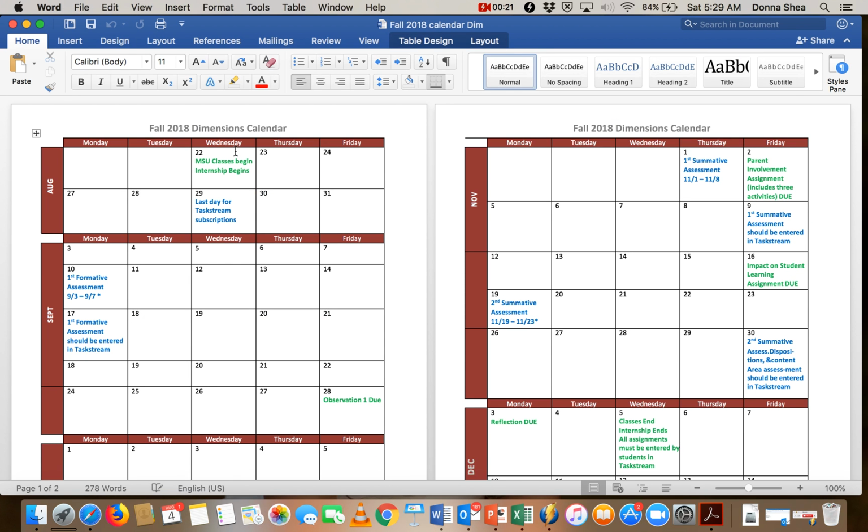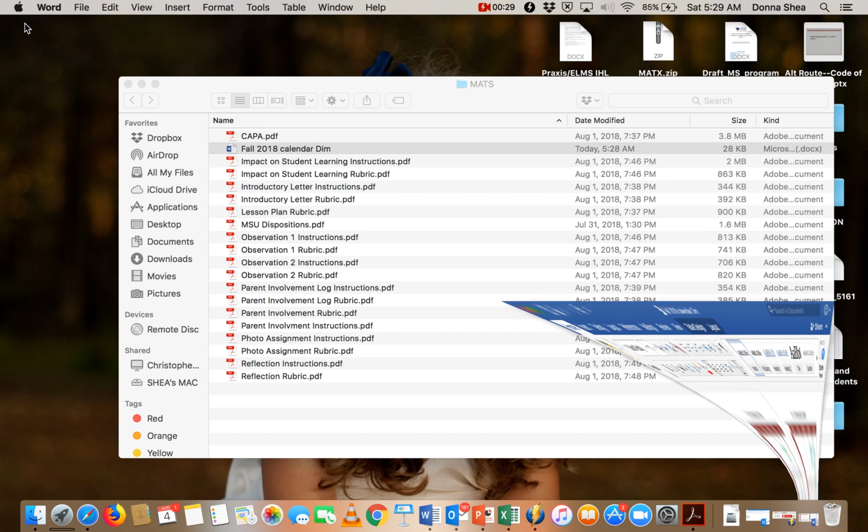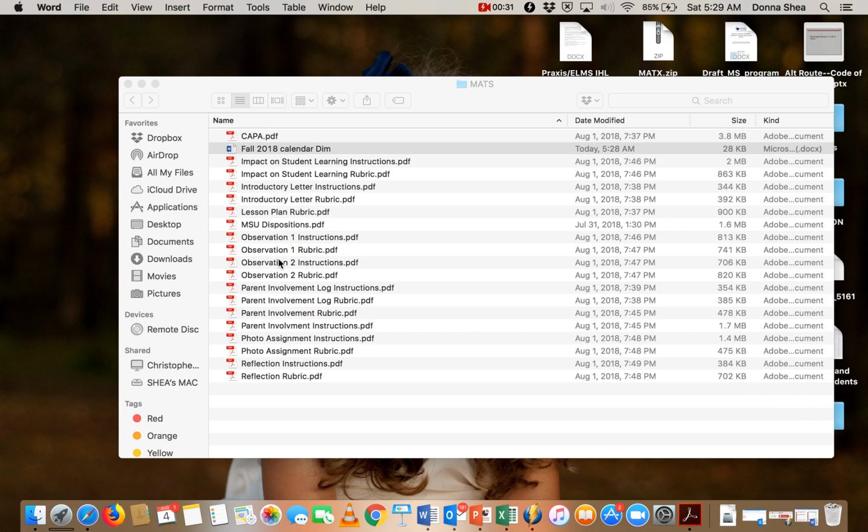So university supervisors should have received in email, or will receive in an email, all of the assignments that are listed here in these PDF versions. You'll get the calendar and all assignments in the form of an email. Students, you're going to get all of this in a packet in the mail, so you should be receiving that very soon. University supervisors, you're going to need to put in Watermark.